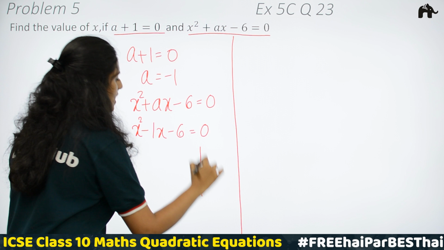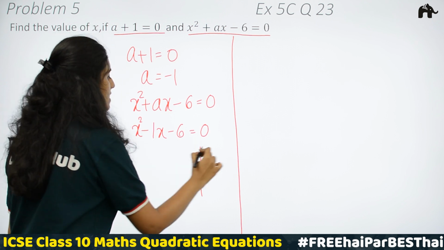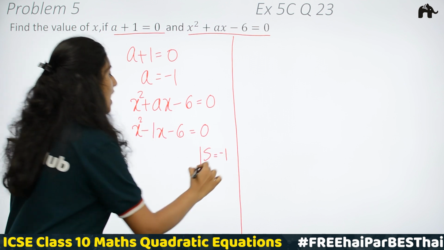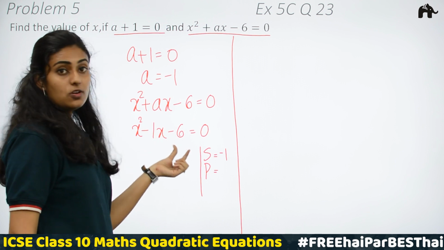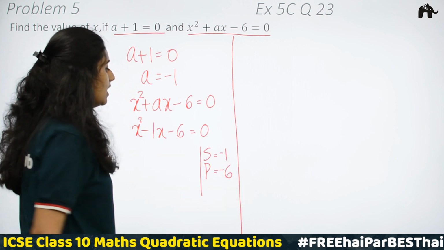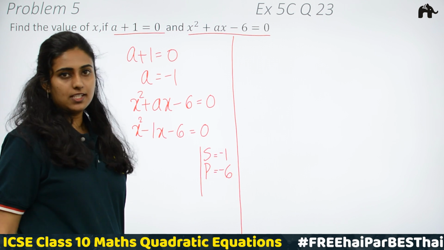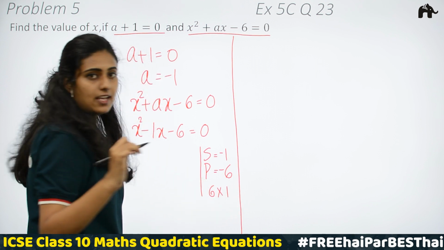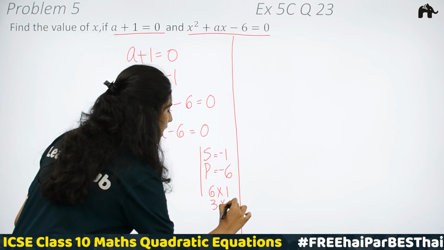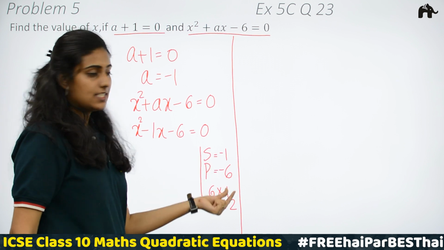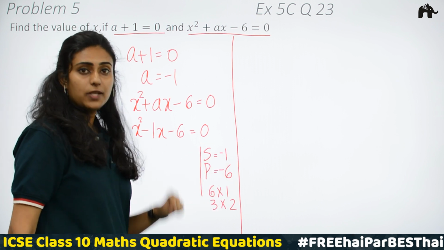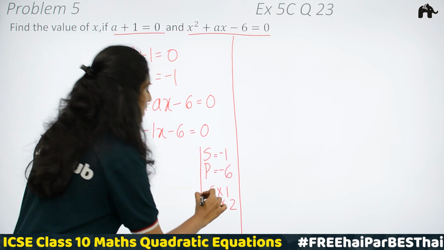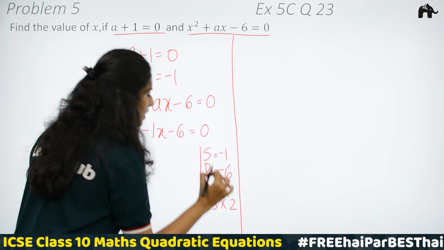Here, to factorize, we have to choose two numbers such that the sum of the numbers is equal to minus 1, in position of b, we have minus 1, and the product of the numbers is equal to minus 6. Okay, sum is minus 1 and product is minus 6. To get 6, we can either multiply 6 and 1 or 3 and 2. Here the product is negative, which means either of these numbers should be negative. Then sum is negative, which means the greater number should be negative. That is minus 6 into 1 or minus 3 into 2.